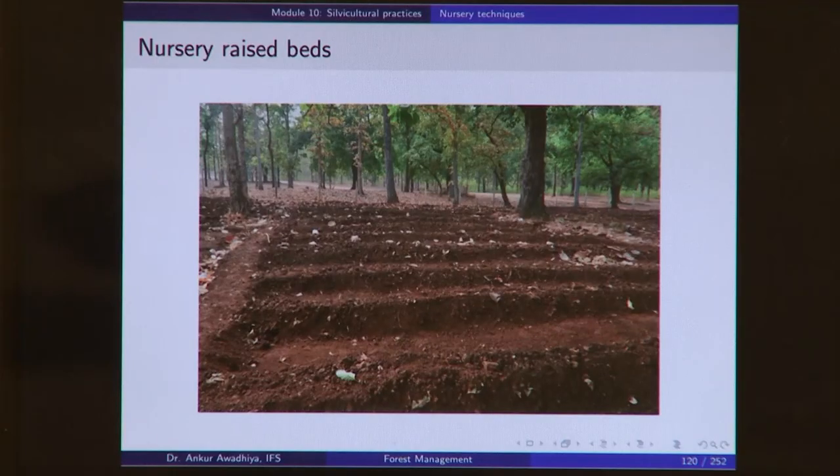So, typically in the rainy seasons, we go with raised beds, and a flat bed is used when the season is neither very dry nor very wet. So, that is the average sort of a condition. So, we have these three different kinds of beds. So, this is how these beds look like.